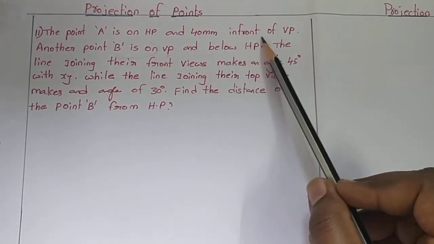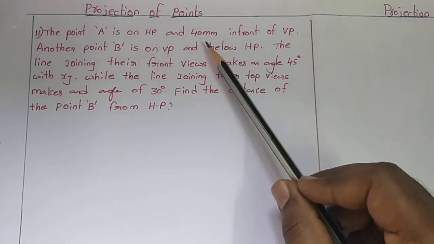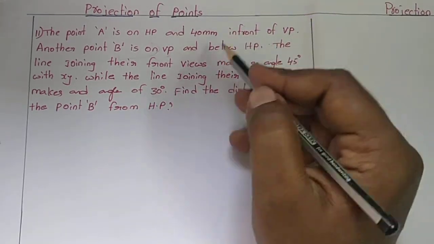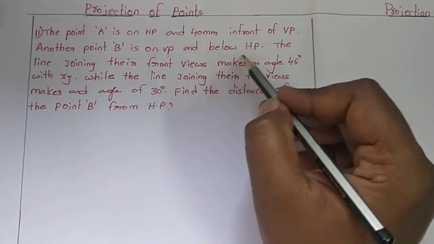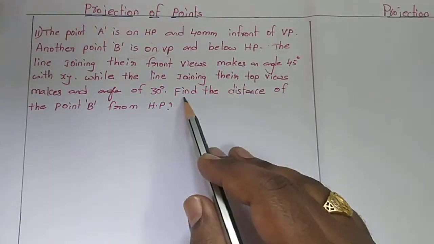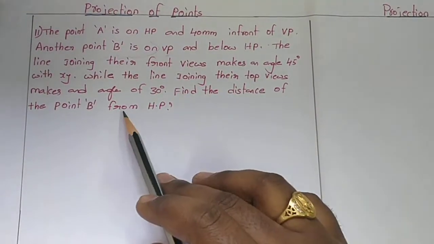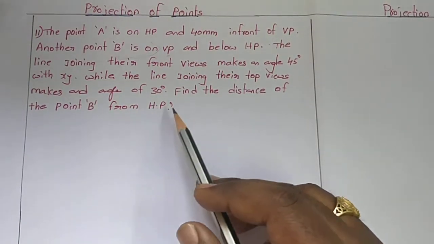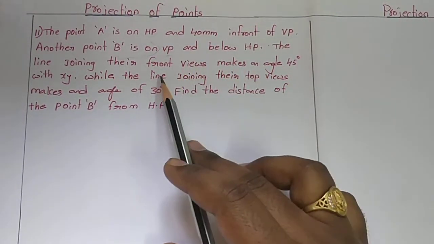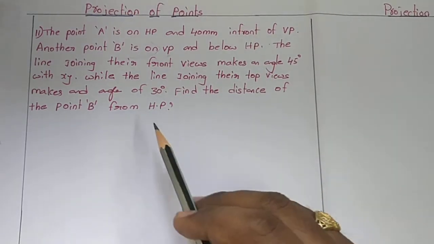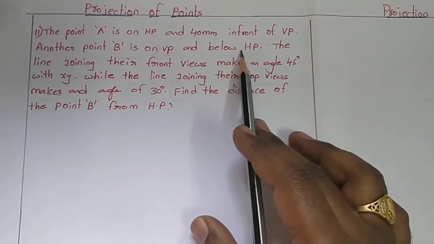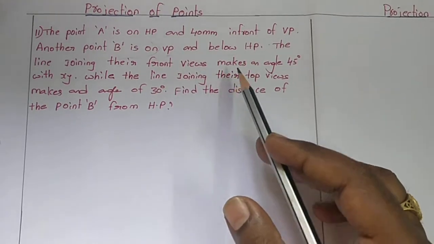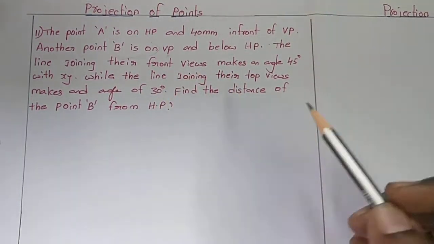They just said point A is 40 mm in front of VP, and another point B is on VP and below HP. They have not said how much below HP, so we need to find that distance. That is, find the distance of point B from HP, how much below the horizontal plane.